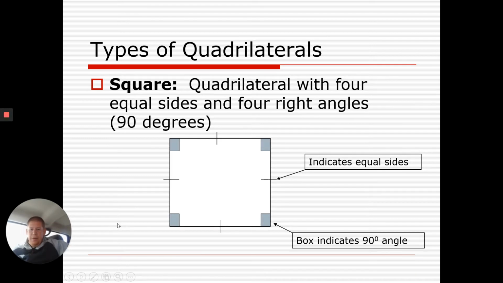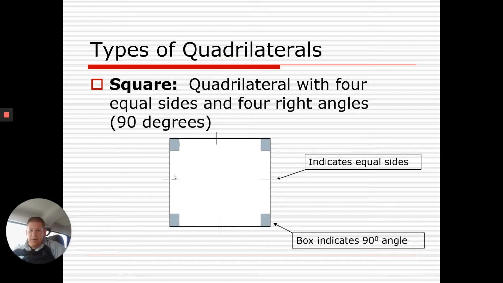Moving on, probably the most famous quadrilateral, we have a square. Similar to a rectangle, very similar. Quadrilateral with 4 equal sides and 4 right angles. So if you remember a rectangle has 2 sets of equal sides. A square has all 4 that would be equal.